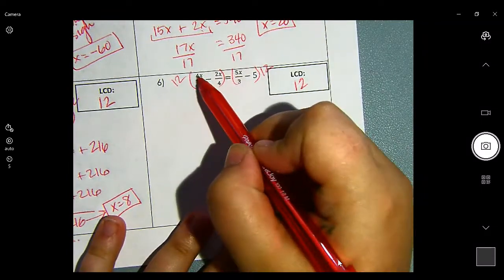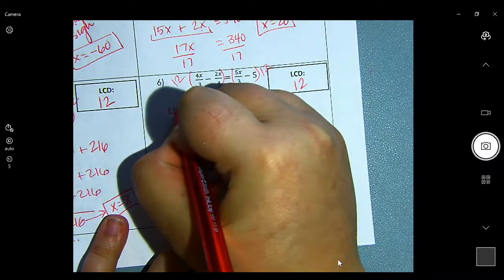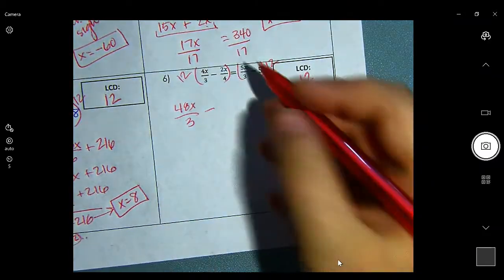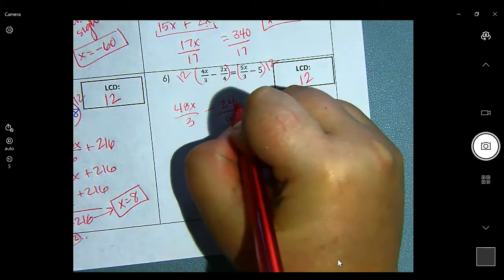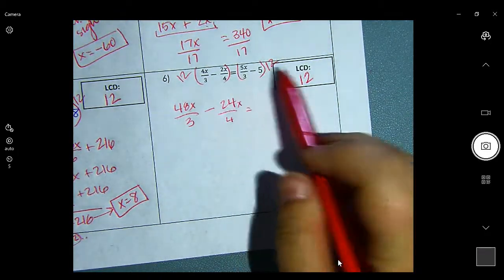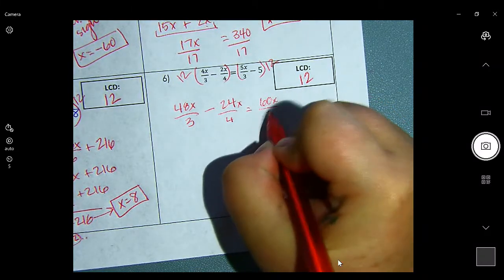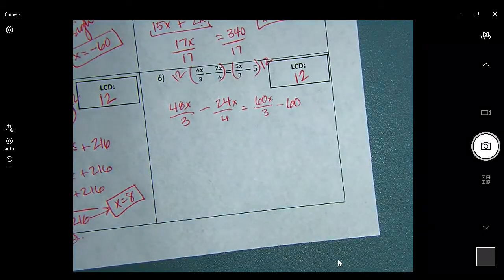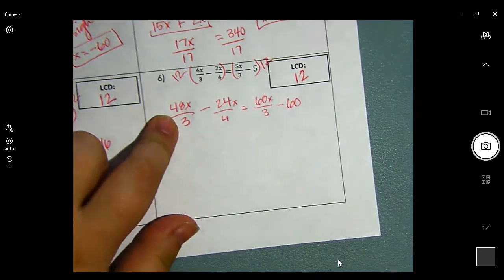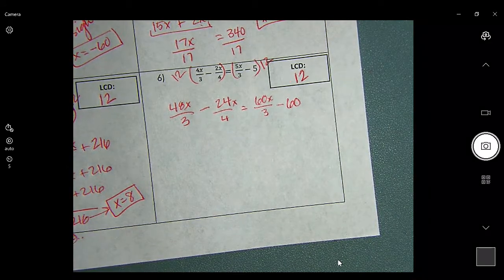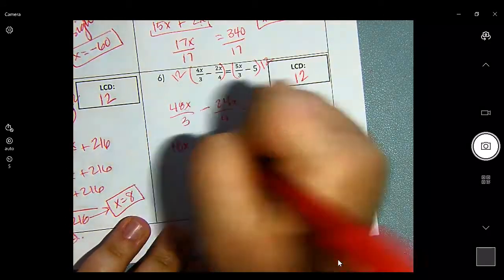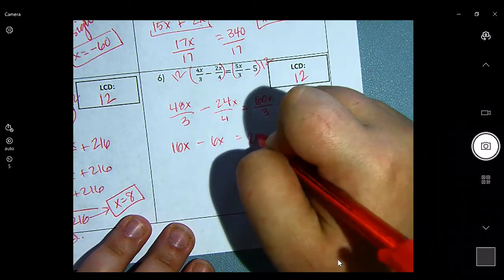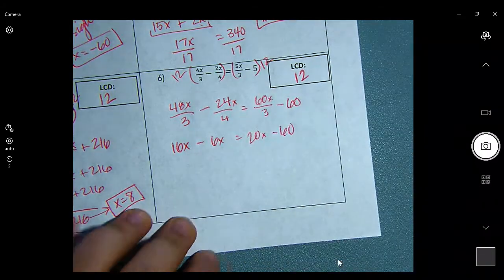So I have 12 times 4, which is 48, minus 12 times 2, which is 24, equals 5 times 12, which is 60, minus, again, 5 times 12 is 60. Okay, now let's do some simplifying. 48 divided by 3 gives us 16, minus 24 divided by 4 gives us 6, 60 divided by 3 gives us 20, and then we have 60.